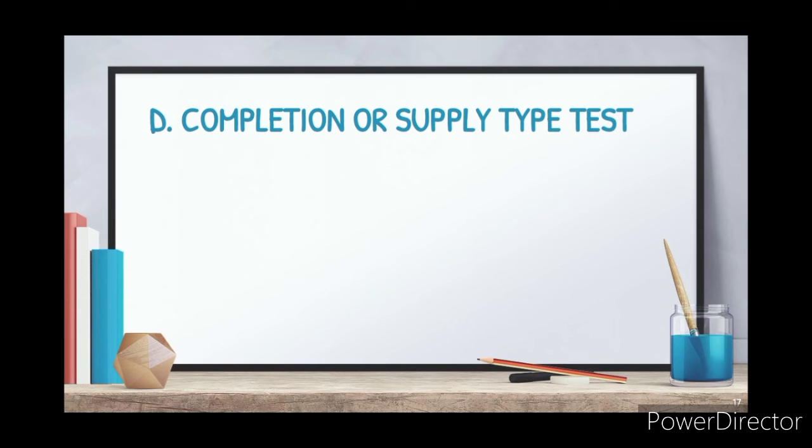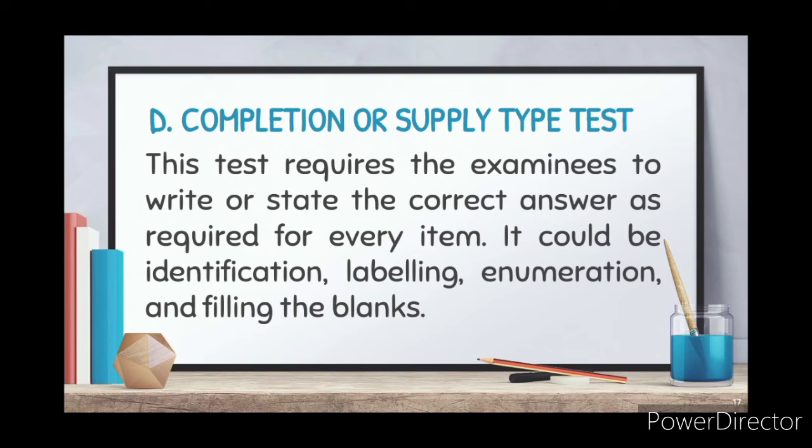The next test construction is completion or supply type test. This test requires the examinees to write or state the correct answer as required for every item. It could be identification, labeling, enumeration, and filling the blanks.